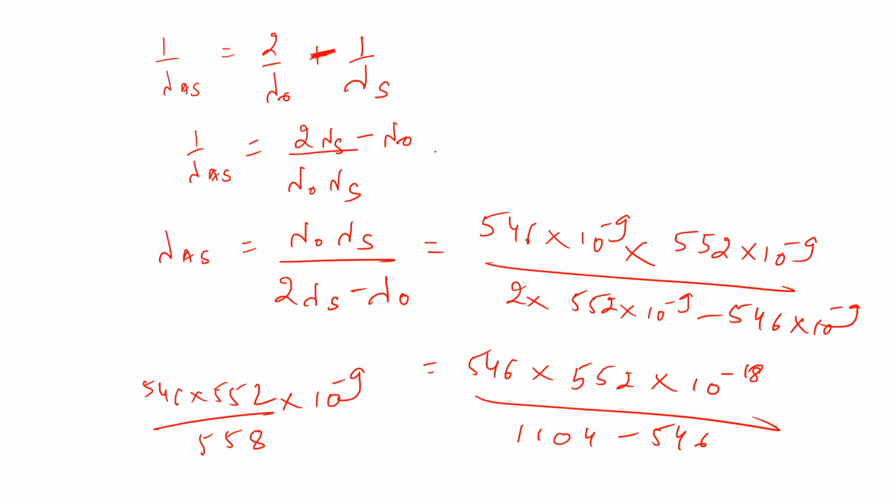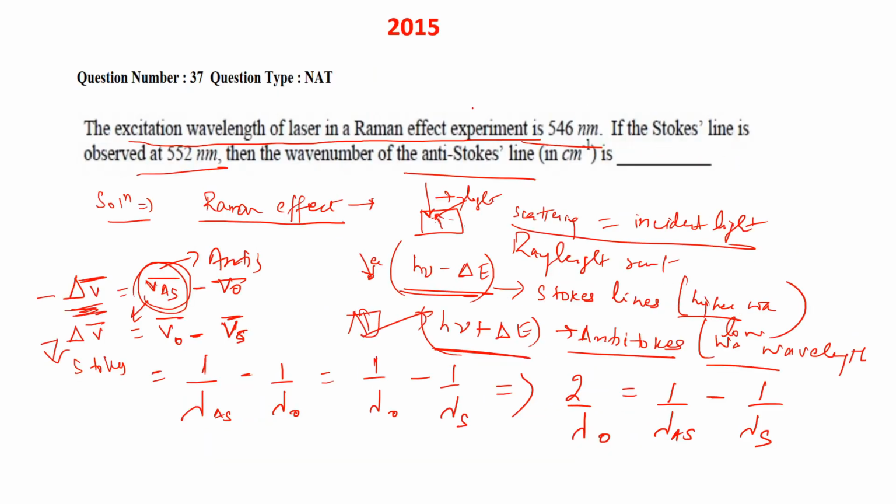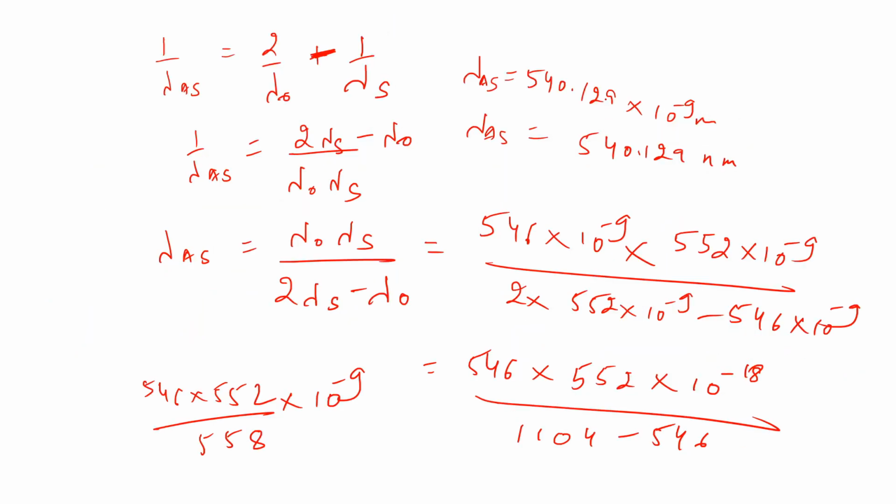After solving this, you will get lambda as equal to 540.129 into 10 raised to the power minus 9 meter. Lambda as is equal to 540.129 nanometers. See, this is lower than the incident wavelength, 546. So we know our answer is correct. If while solving this question you get the anti-Stokes wavelength higher than the incident wavelength, that means there is some calculation problem. So go back and see what we have done wrong.